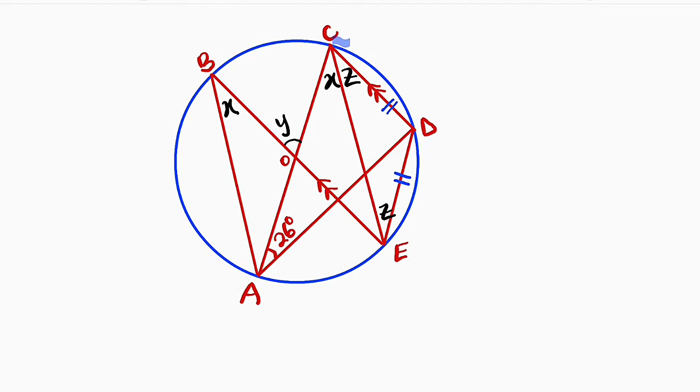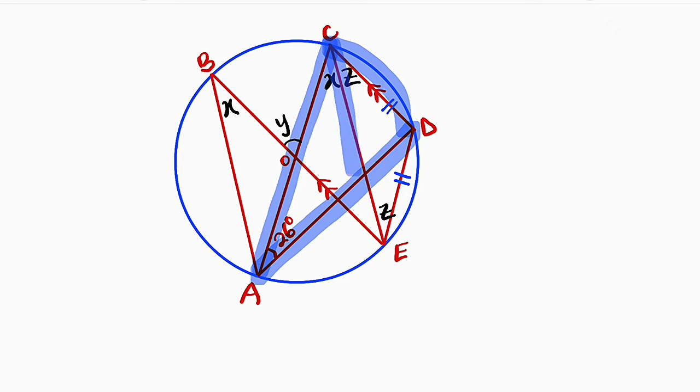And if you observe, arc CD subtends an angle to A, right? Which is a circumference. The same arc CD subtends another angle to E, which is also part of the circumference. So angles subtended to the circumference from the same arc or chord are equal, which implies that this Z is equal to 26 degrees because this is 26 degrees.